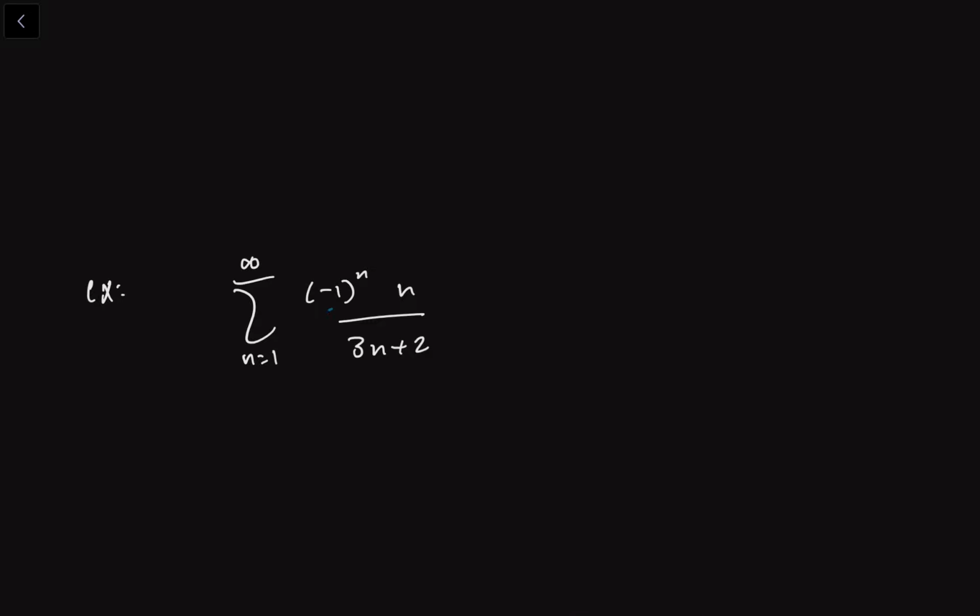What about this? Let's call this a sub n again. And first of all, let's do the divergence test. Limit as n approaches infinity of a sub n over 3 to the n plus 2.